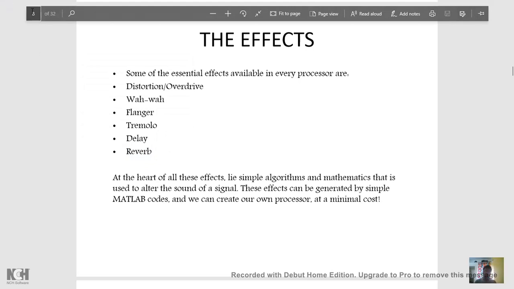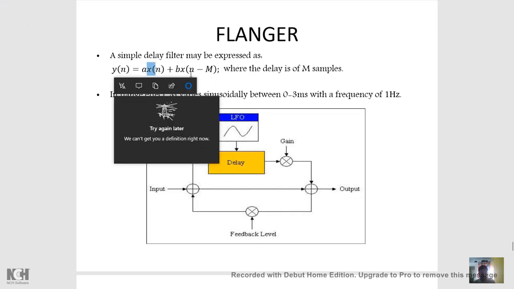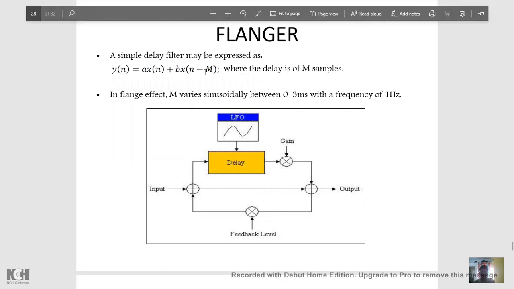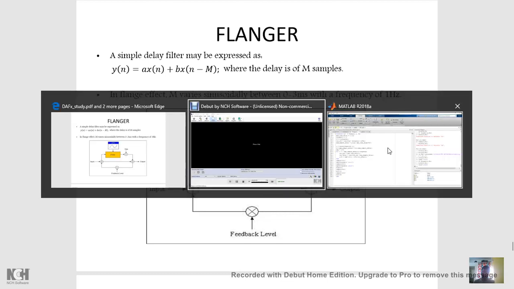So let me tell you what flanger is in a brief way. You will have a signal output which is the input plus a delayed version of the input, where the delay is a sinusoidal variation, a low frequency oscillation. Generally we'll take a delay from 0 to 3 milliseconds and a frequency of 1 hertz. But then it depends on how variant you want the signal to be. So we'll be seeing it in the MATLAB code.